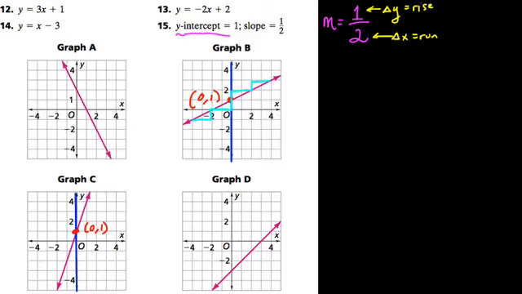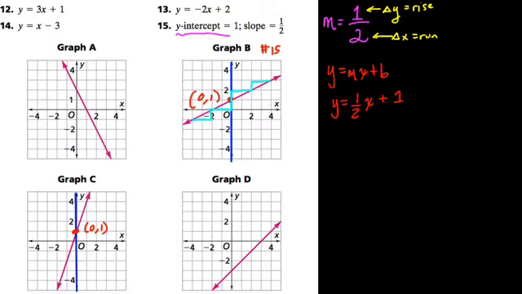So here graph B is our match for number 15. The slope is 1/2 and the y-intercept is 1. Remember our y equals mx plus b format. That's our slope-intercept form, where the m represents your slope. So we could say y equals 1/2, that's for m, x plus 1, because b represents your y-intercept, and here the y-intercept is 1. So that's the equation for this line.